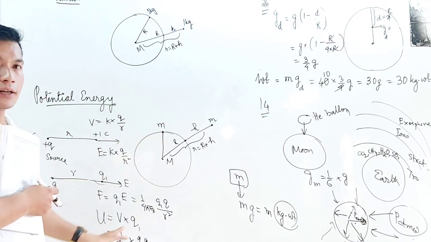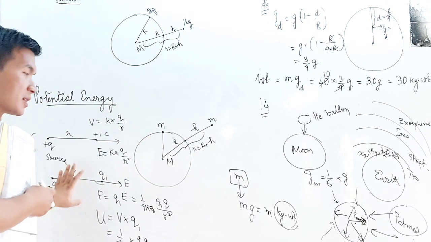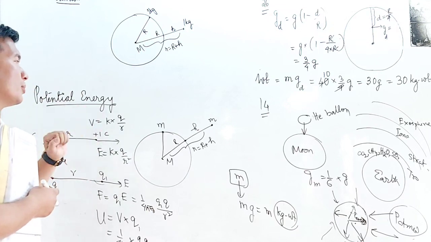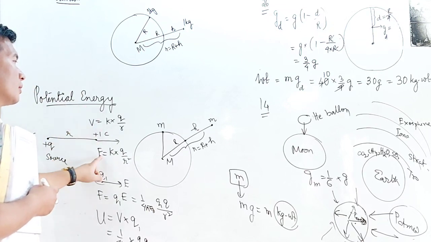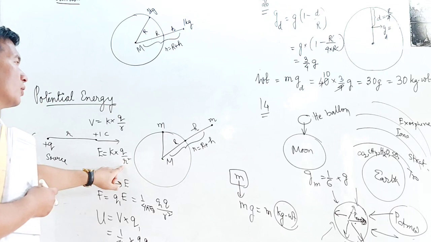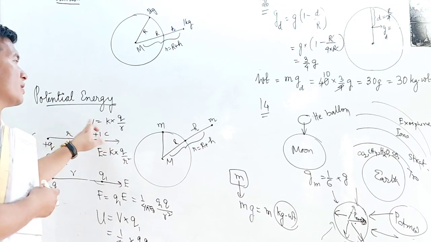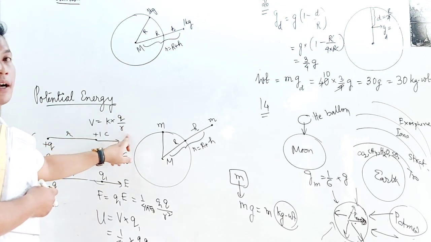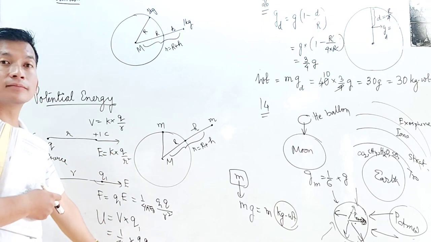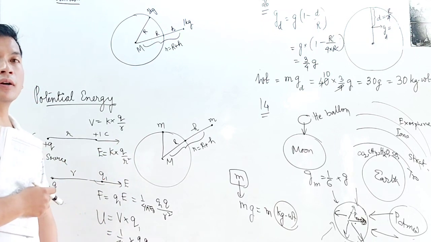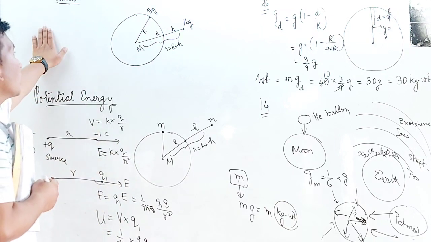Understood? Just like that. The second point to be noted is that force follows 1 by r square, but energy or potential follows only 1 by r. Understood? Just like that.